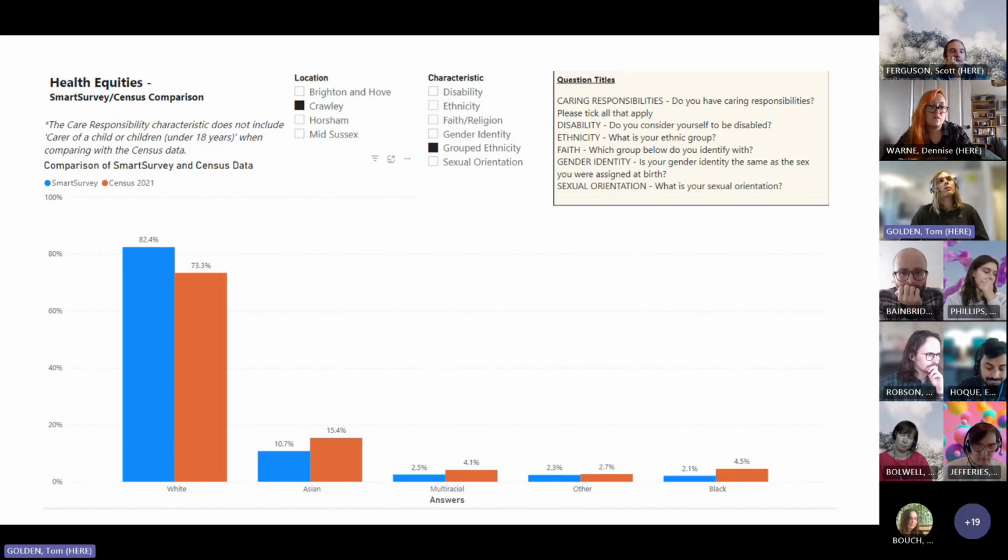And this can act as a starting point and allow us to dig deeper into the reasons why. In this example, the Asian community in Crawley may not find our service as accessible as it should be. So from this data, we went and met members of Crawley's Sikh community and discovered really useful information about how they access healthcare.